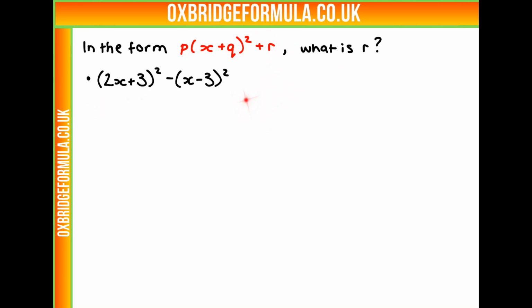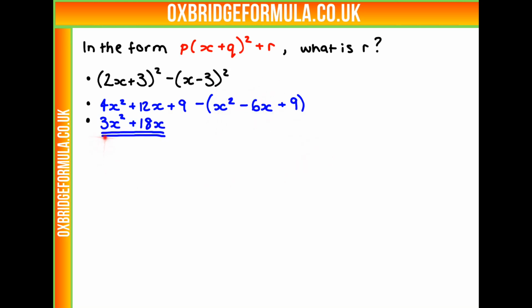Well, let's first expand out these brackets. So we've got 4x squared plus 12x plus 9, take away x squared minus 6x plus 9. And we can simplify that down to 3x squared plus 18x. We're taking 1x squared away from there, adding 6x to there and take away 9. So that's our simplified equation. So where would we go from there?